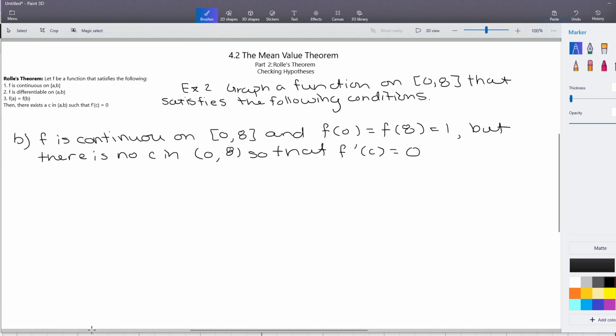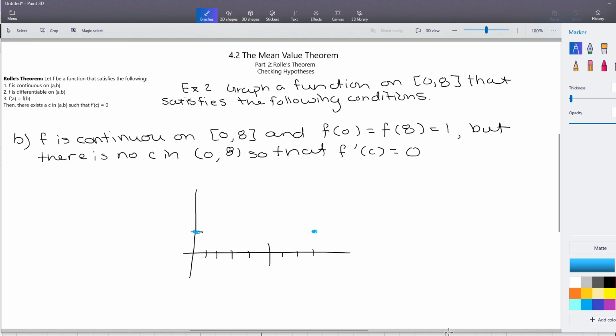Okay, so we're gonna try to draw a function like this. And again, I encourage you to draw this function now yourself. Pause the video and think about what this function would look like. You've got the endpoints being equal in value. They should be at 1. So I have that f of 0 is 1 and f of 8 is 1.